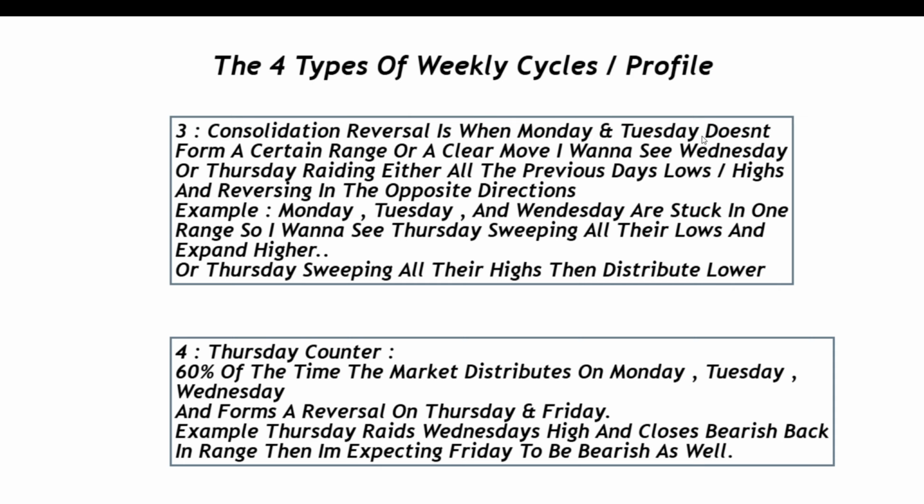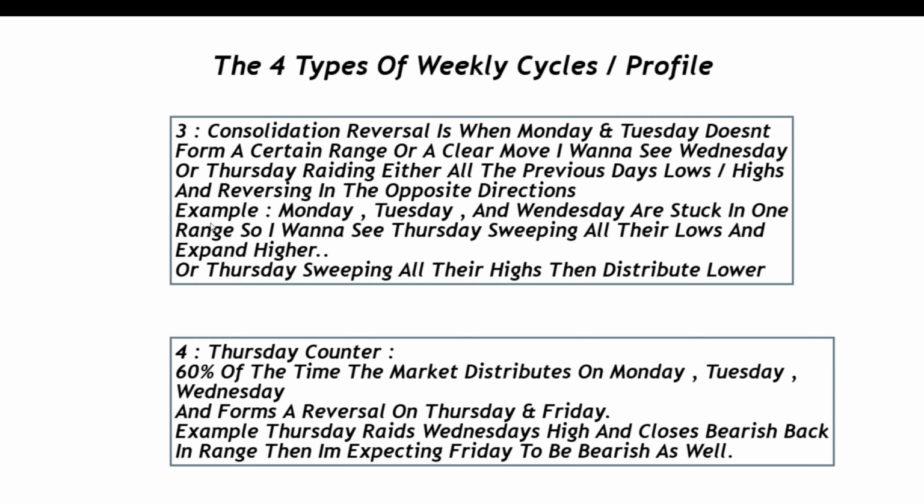This is when Monday and Tuesday don't form a certain range or a clear move. I want to see Wednesday or Thursday. So these two days have to form this type of scenario. Wednesday or Thursday raiding either all the previous days' lows or highs. What do we mean by all the previous days' lows or highs? The Monday and Tuesday lower high, and reversing in the opposite direction.